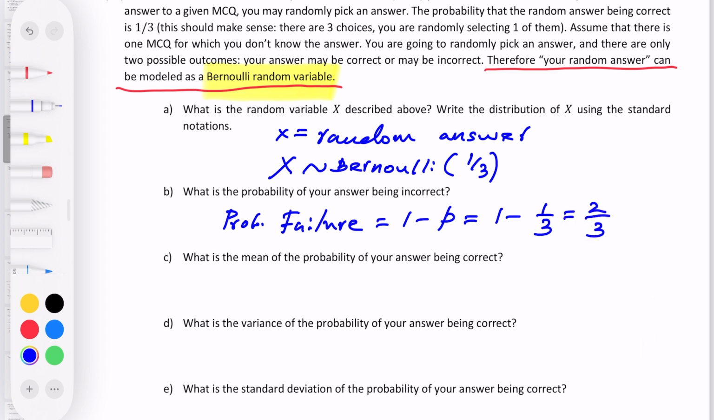You may also write down the answer using decimals if you don't like the fractions. In that case, the answer should be equal to 0.6667. Let's go to part C. What's the mean of the probability of your answer being correct? We simply need the mean for the Bernoulli distribution. For the Bernoulli distribution, how did we define the mean? Mean was defined as equal to p, the probability of success. Since p is equal to 1/3, your answer for this question is 1/3.